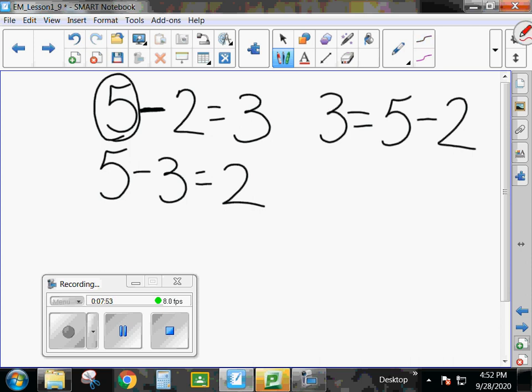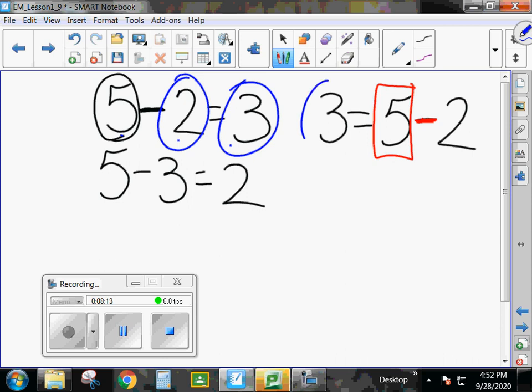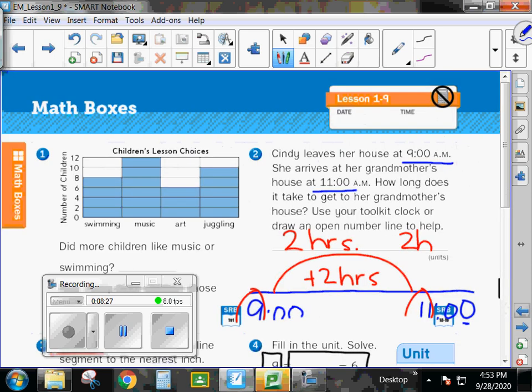You see my subtraction symbol right here? The number right in front of that subtraction symbol is the biggest number in this problem, because you're taking away from that big number. You can take the other two numbers and add them together. So 2 plus 3 equals that 5. Over here, those numbers are spread apart, but still 3 and 2 equals 5. In a subtraction problem, the biggest number is going to be right before the subtraction symbol. So let's go back to the problems.